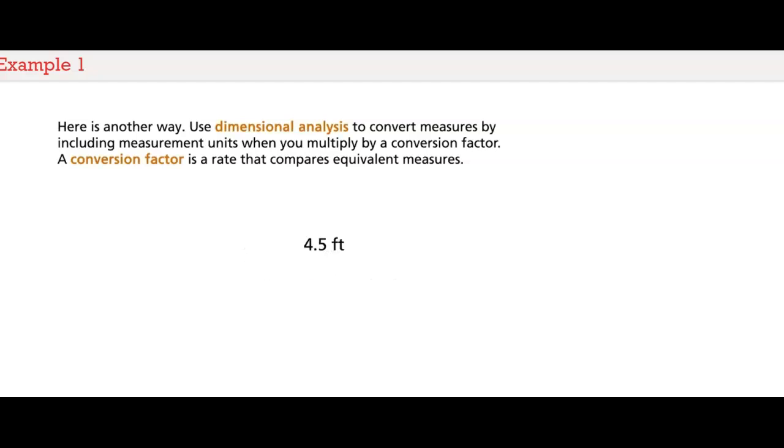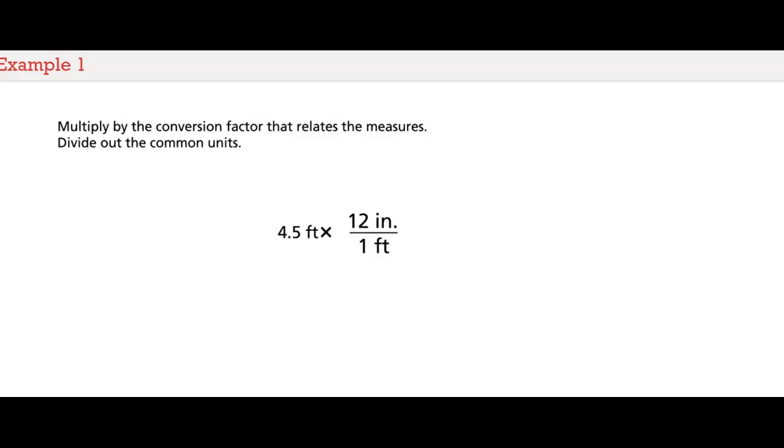Here is another way. Use dimensional analysis to convert measures by including measurement units when you multiply by a conversion factor. A conversion factor is a rate that compares equivalent measures. Multiply by the conversion factor that relates the measures. Divide out the common units.